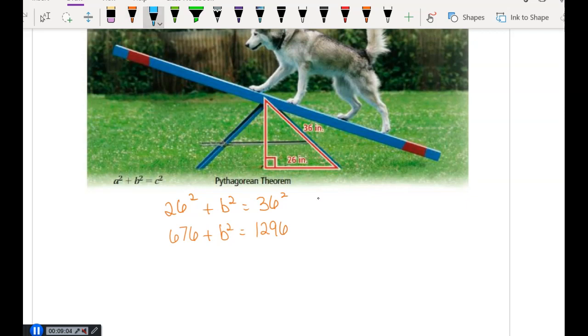So now I'm just going to solve. I've got to get b, the variable, isolated. So I'm going to subtract 676 from both sides. So now I have b squared is equal to 620.